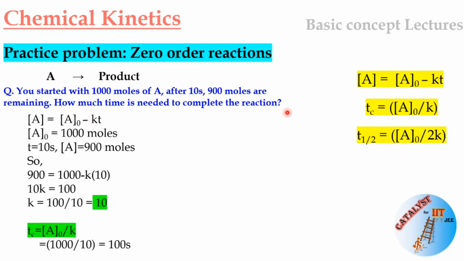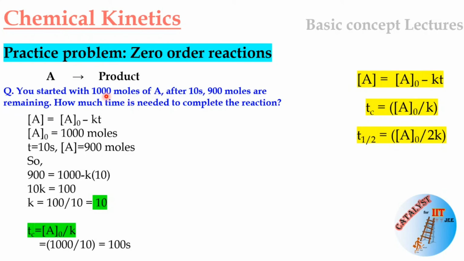So to complete the reaction, that means the time of completion is needed. That means you need to use this formula, but you need to find out the rate constant first, because there is no mention of the rate constant, right? Okay. So how do you find out the rate constant first?